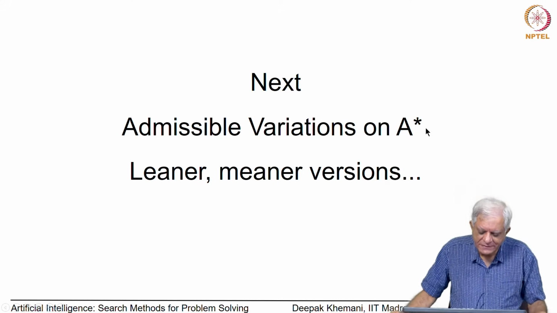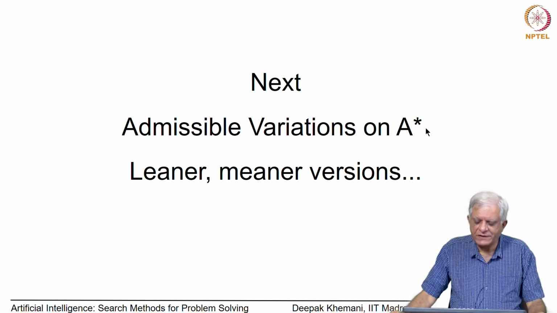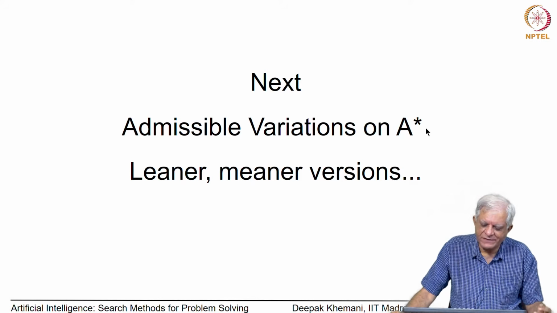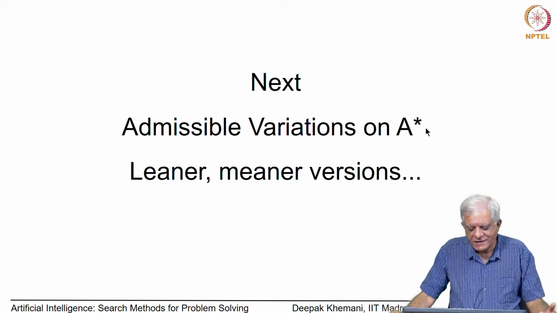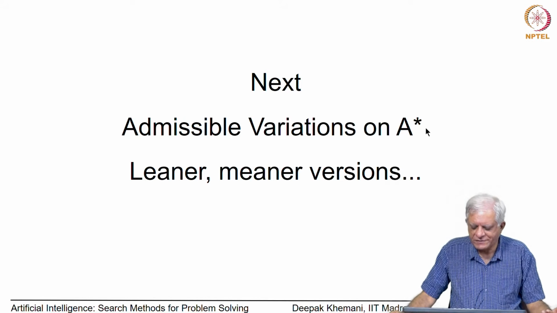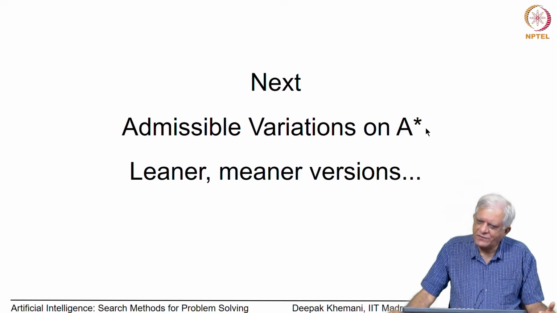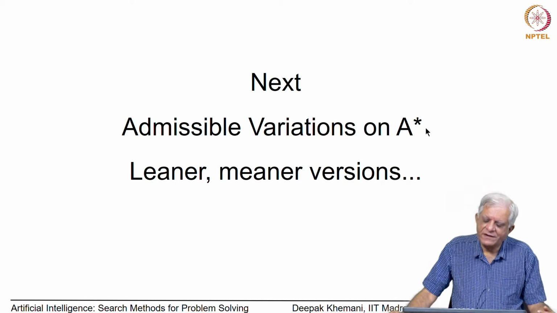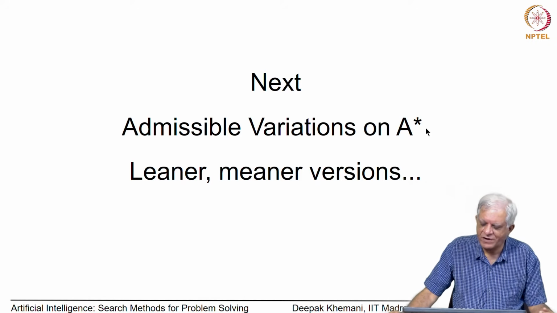Okay, so welcome back. We continue with our study of A star and its variations. We have seen that we can view the whole thing in a generalized framework where f of n is equal to g of n plus w into h of n, and we saw some impact of the weight. Now, let us focus on admissible variations of A star, which are linear in terms of space requirements.